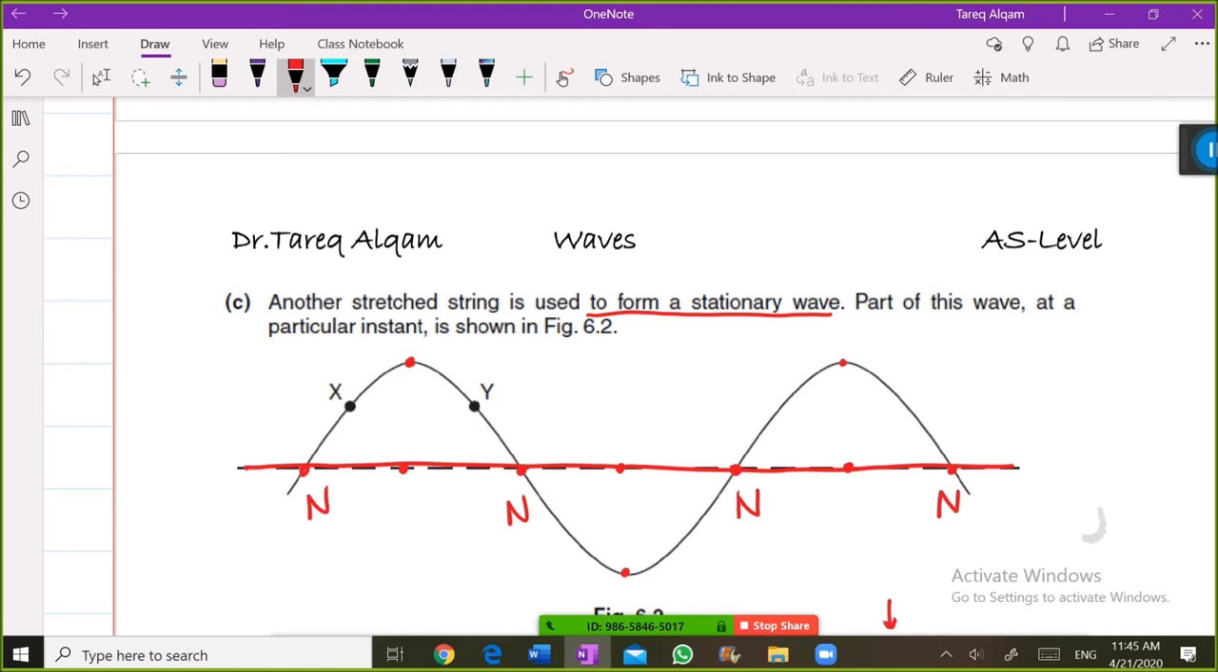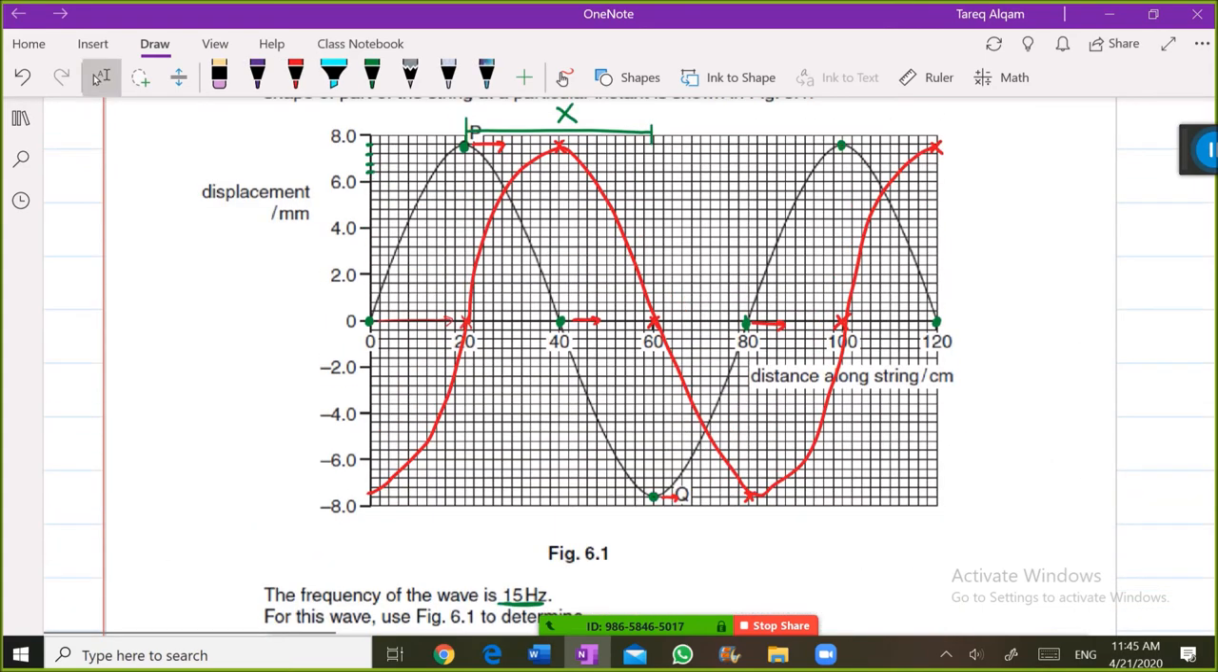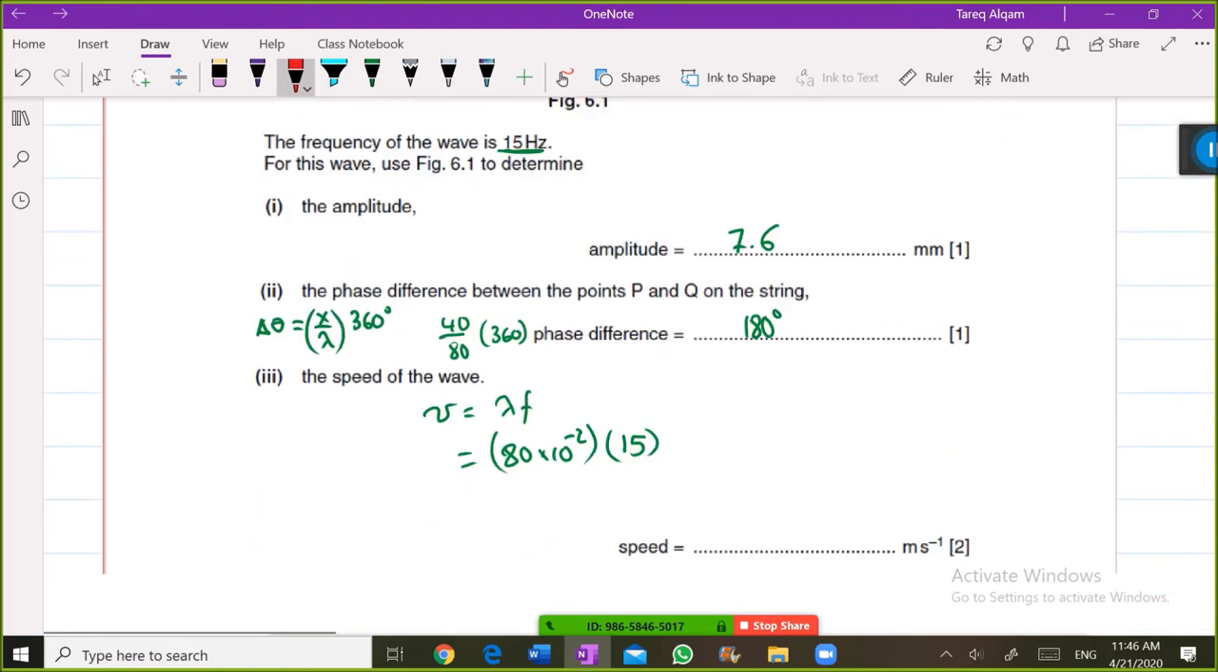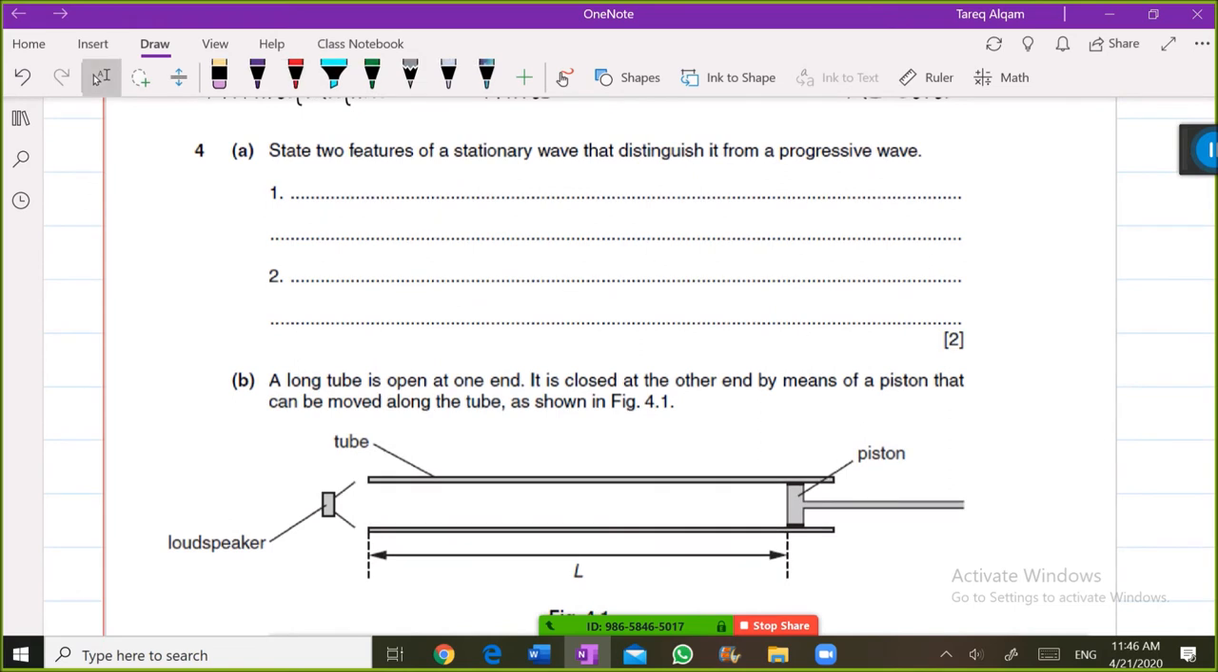Now I want to show you the difference, guys. Look here, after quarter period, it was like this, then it became like this. This is what is going on after quarter period. From this shape, it becomes horizontal. Here, after quarter period for progressive waves, the wave is shifted, roughly speaking, horizontally to the right or to the left. Any question about that, guys? Okay.